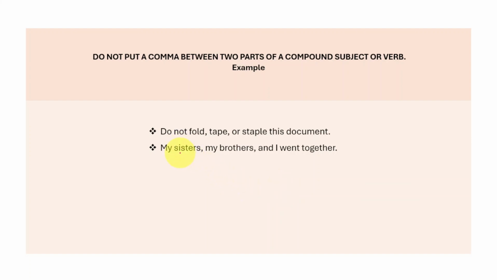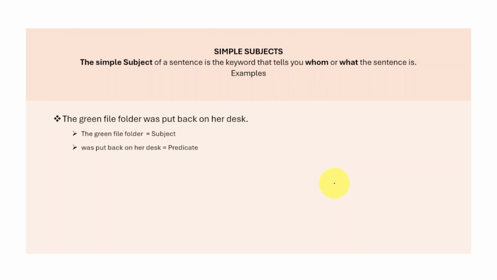So here we've got the subject: my sister, my brothers, and I. Because there are three people. My sister, my brothers, and I went together. We come here. The simple subject of the sentence is the keyword that tells you whom or what the sentence is about. So in this case, we're dealing with the simple subject.